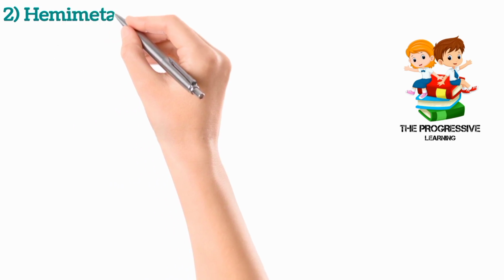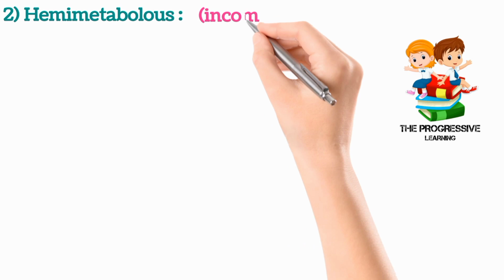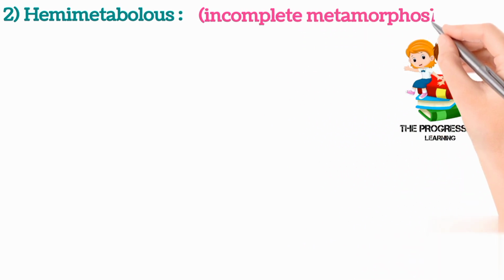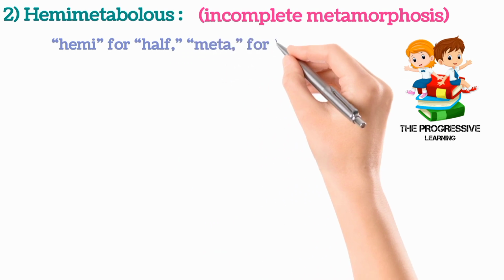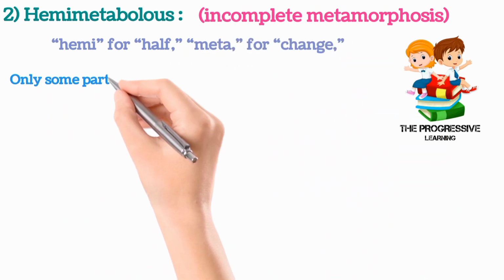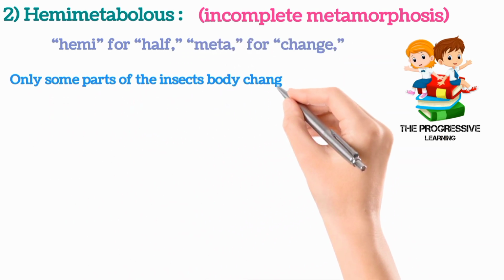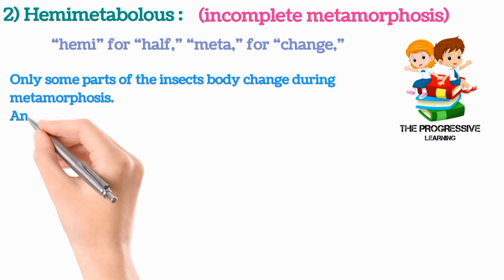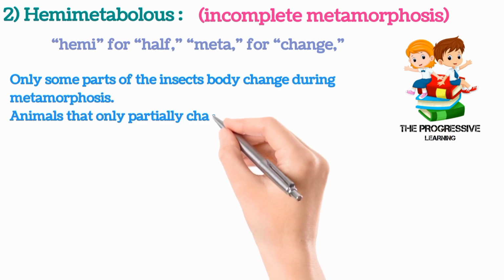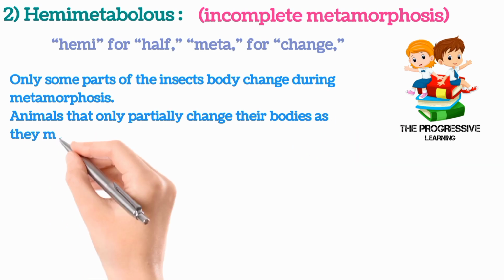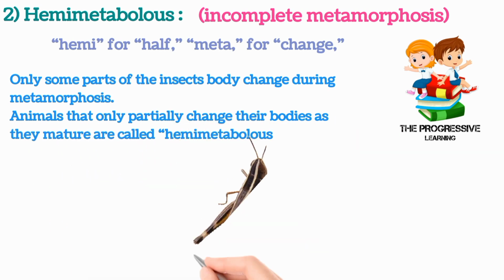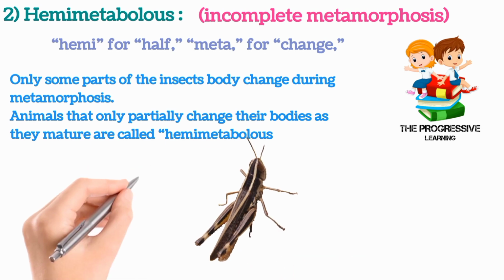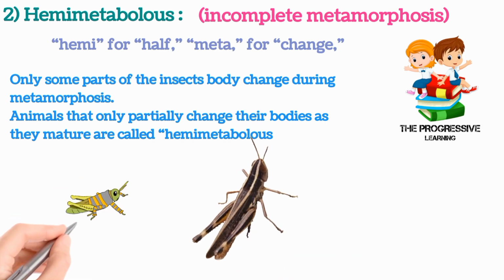Then the next one is hemimetabolous or incomplete metamorphosis. Hemi means half and metamorphosis means changes. During this type of metamorphosis, only some parts of the insect change. Animals that partially change their bodies as they mature are called hemimetabolous. Their best example is the grasshopper. Their nymph is similar to its adult stage, but some parts of the body get changed or modified.